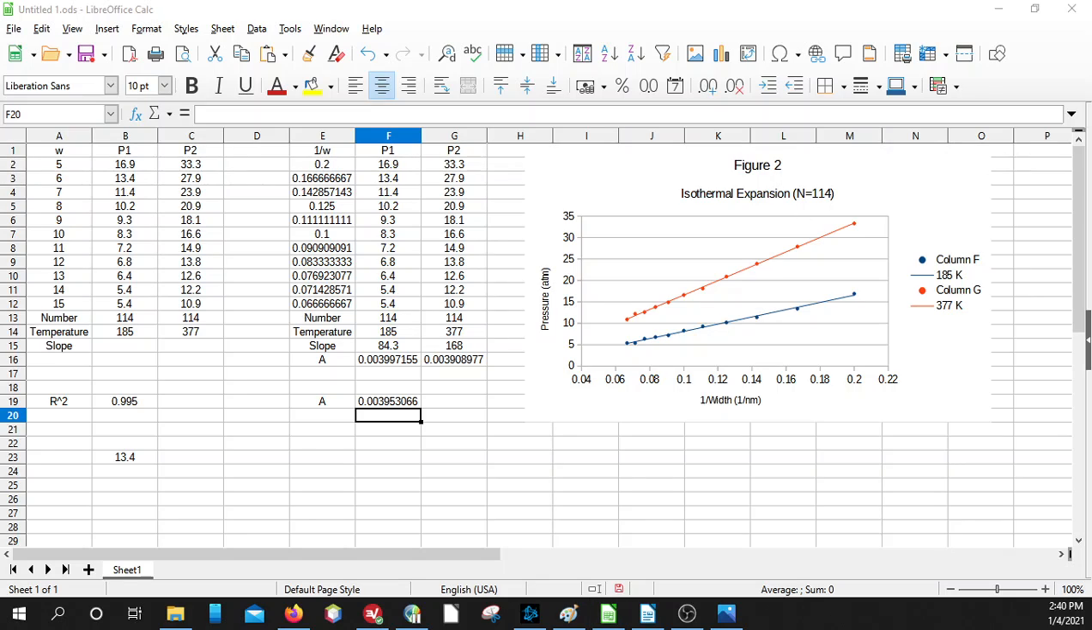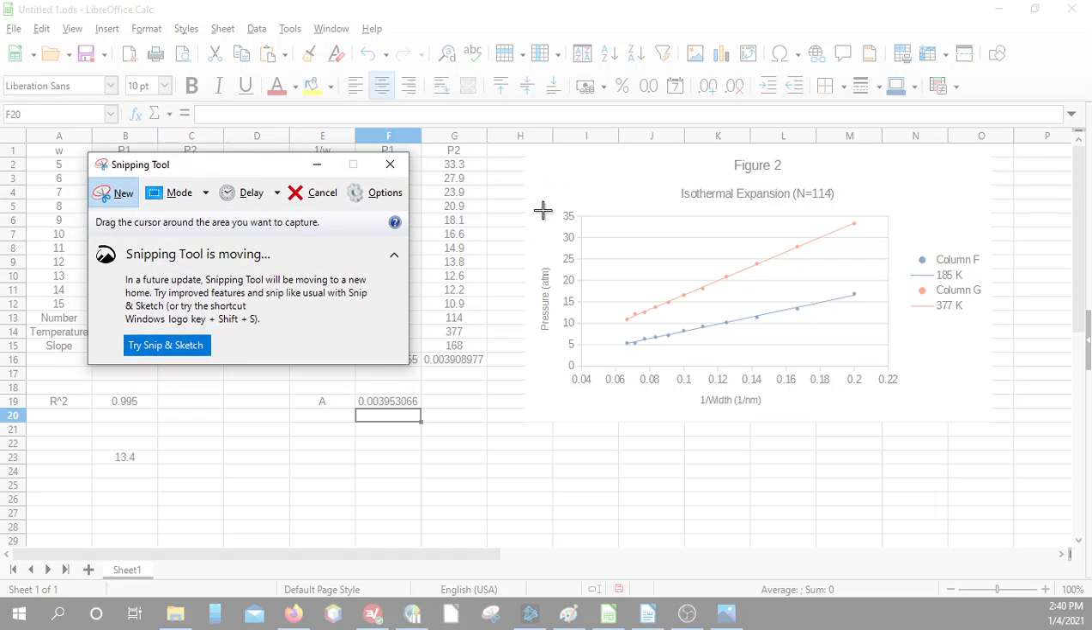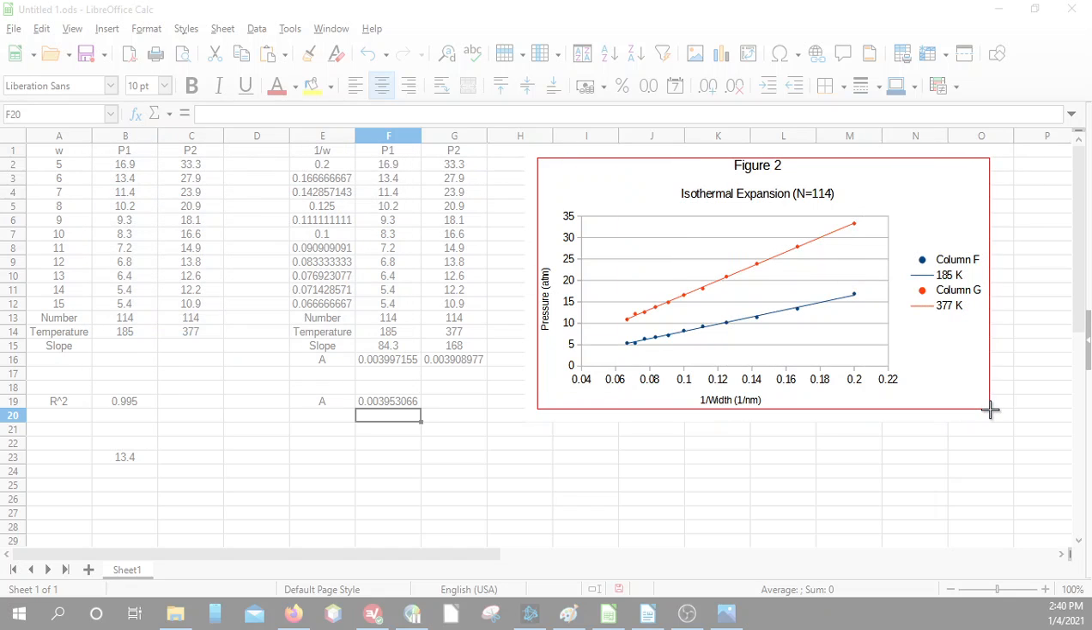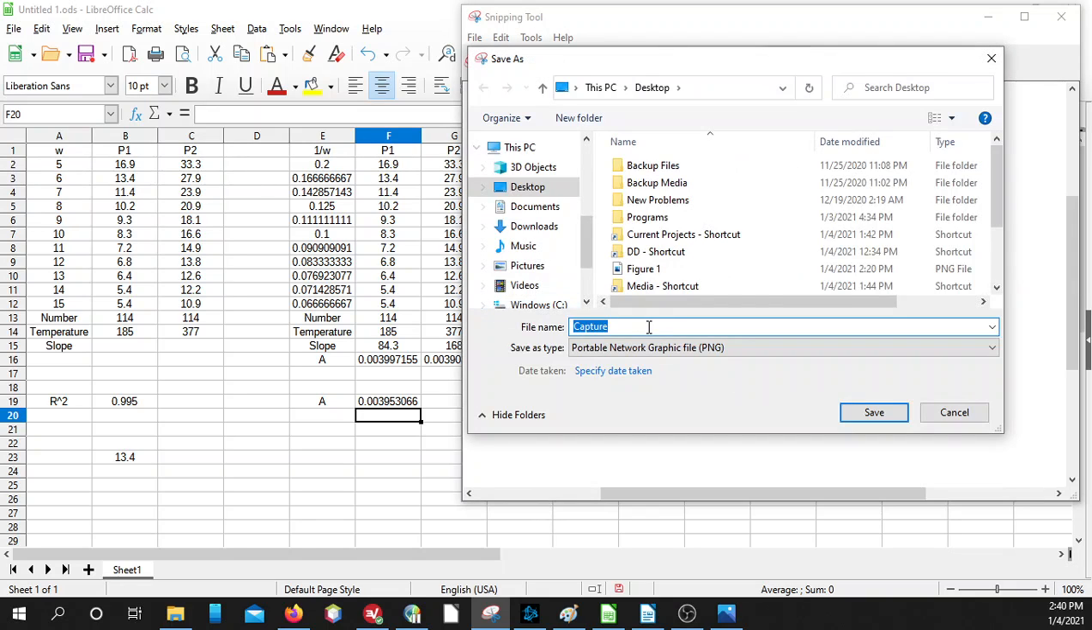First off, just one thing I want to do: I'm going to take a screenshot of this as well, just so I have it. So here's figure 2. I'm going to save that as figure 2.